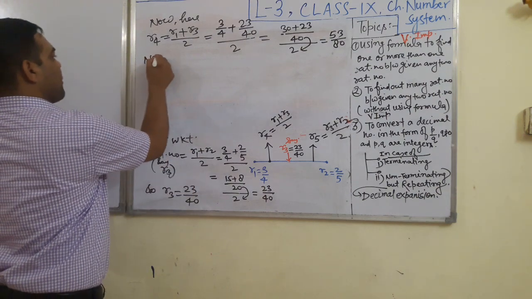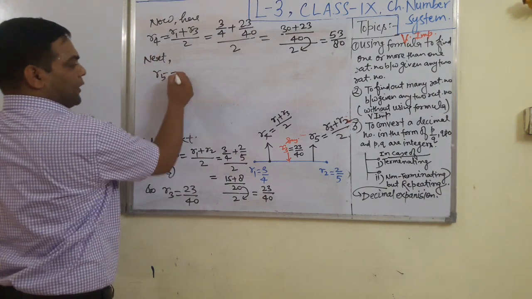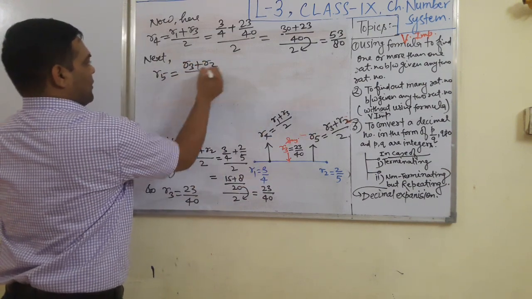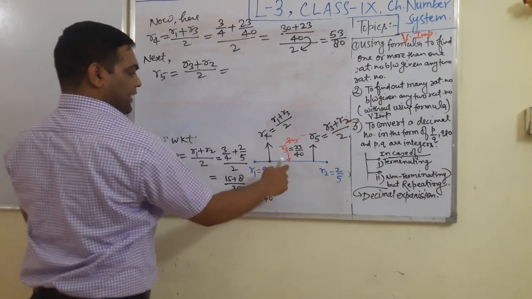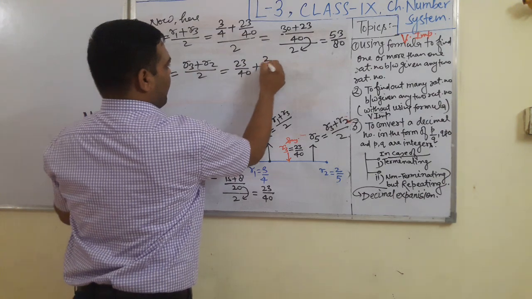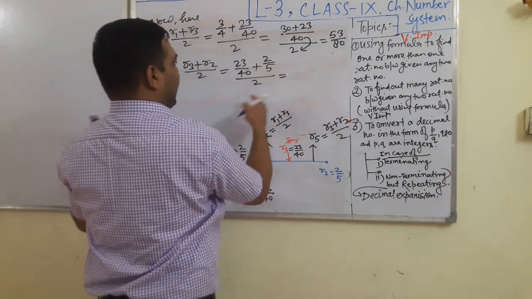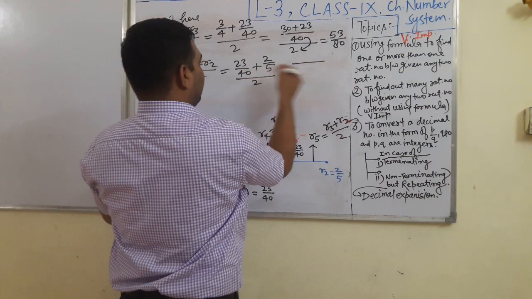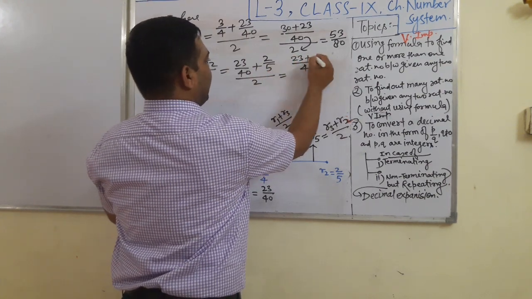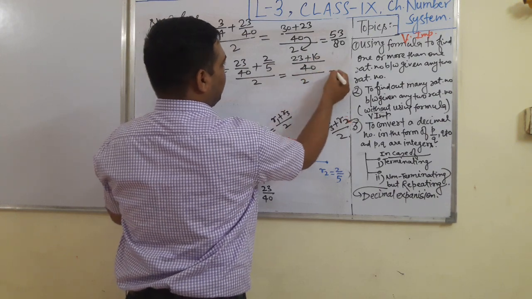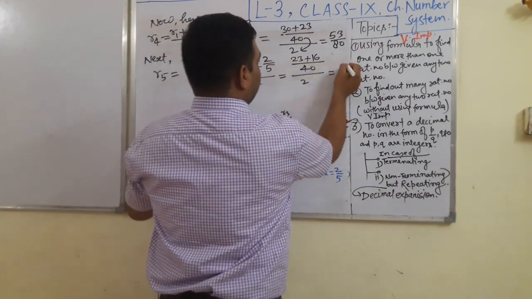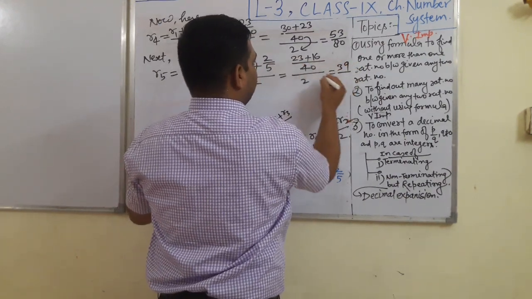Next, R5 could be R3 plus R2 by 2. R3 is here, students, 23 upon 40, plus R2, which is 2 upon 5, getting divided by 2. Take out the LCM of the denominators, you will get again 40. This is 23, and 5 8s are 40, 2 8s are 16, getting divided by 2. When you simplify, you will get 23 plus 16, which is 39 upon 40 times 2, that is 80.